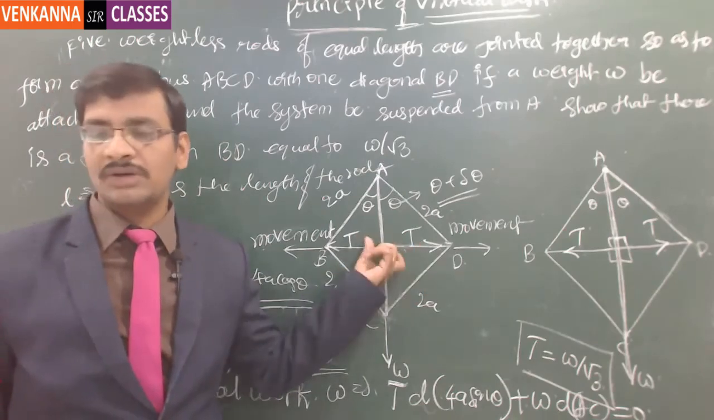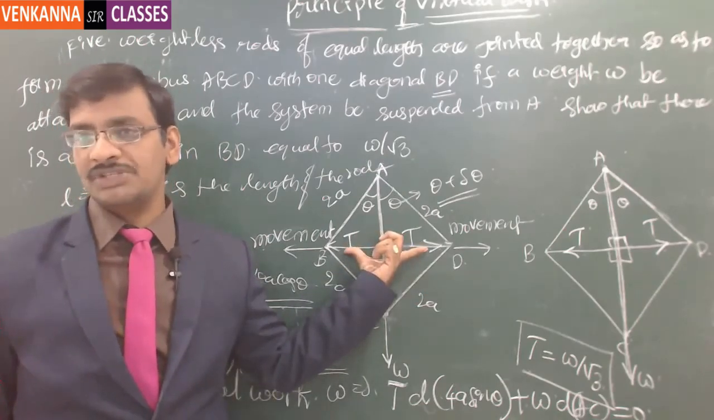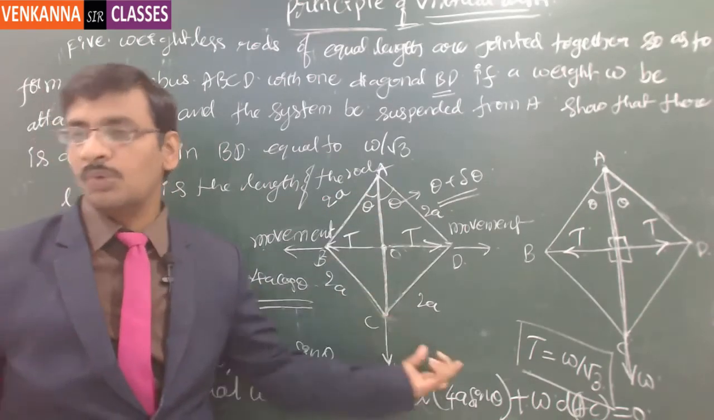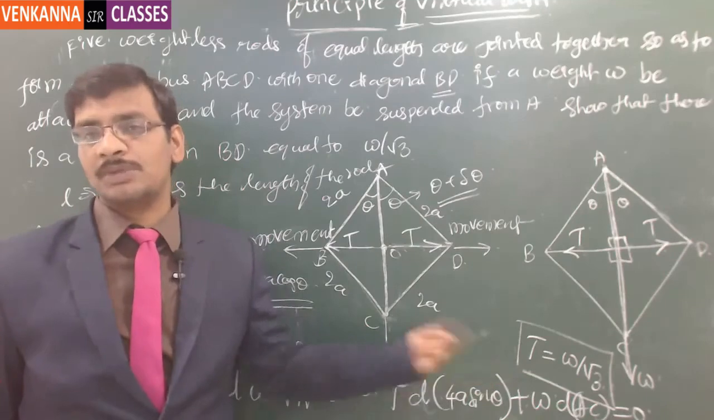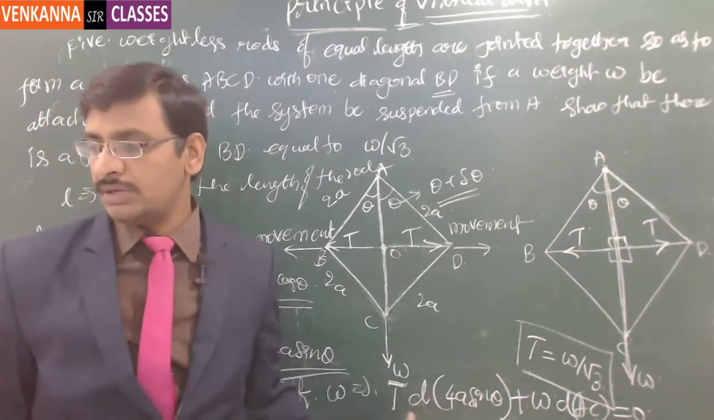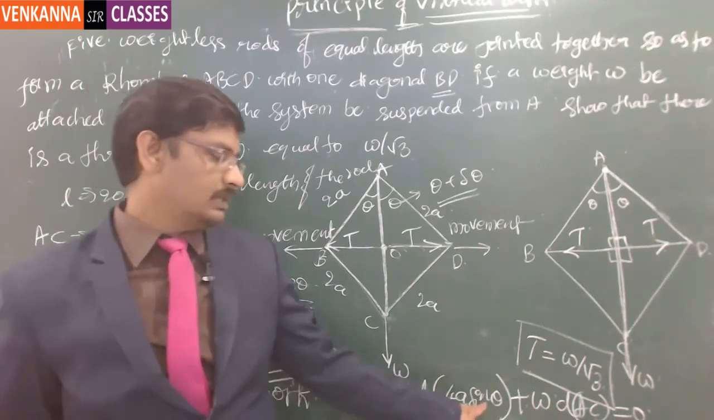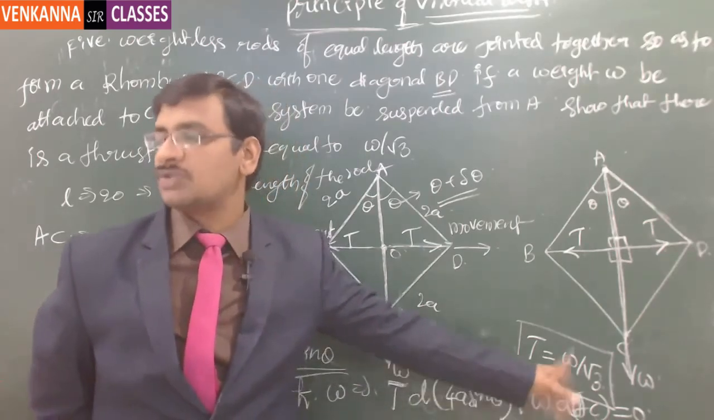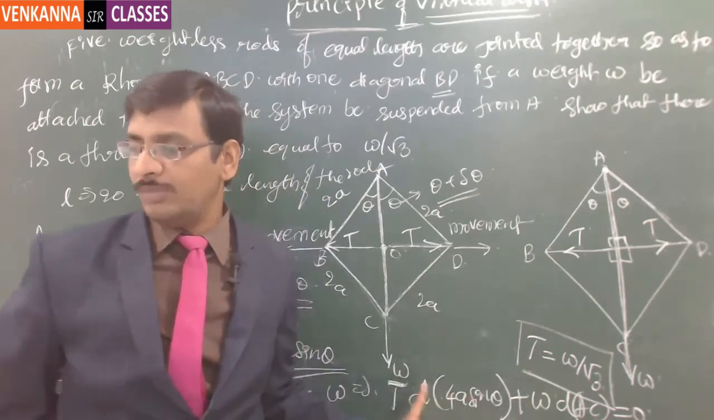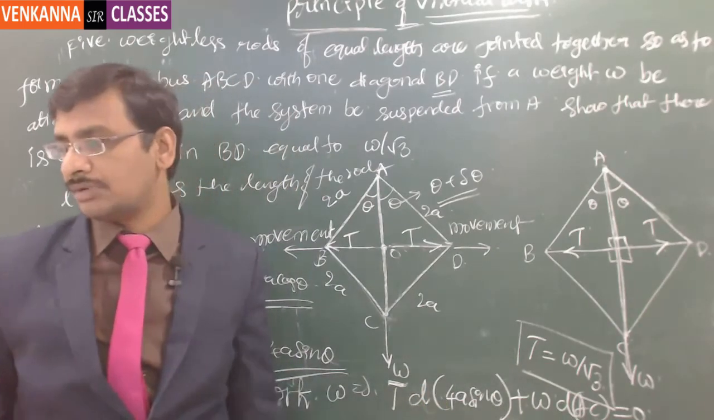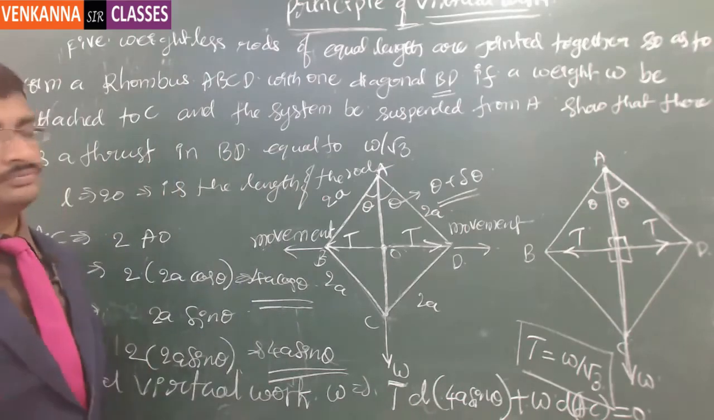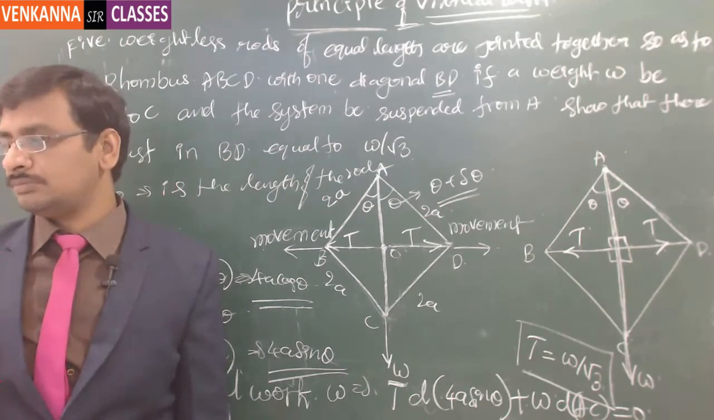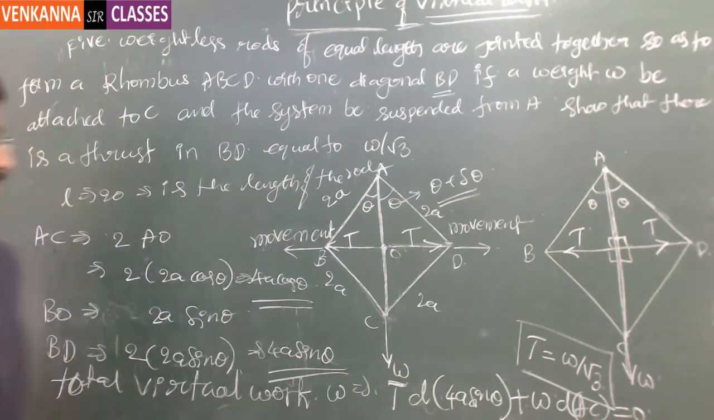Now, these two are the only responsible force components that we have. In this direction, we will try to calculate the displacement change, and in this direction also, we will try to calculate the displacement change. Both sums have to be equal to 0 as per the principle of virtual work. So that's what we have done. T times the derivative of 4A sin theta plus W times the derivative of 4A cos theta has to be equal to 0. From there, we will be able to calculate the T value. Got it or not? Understood? Okay.